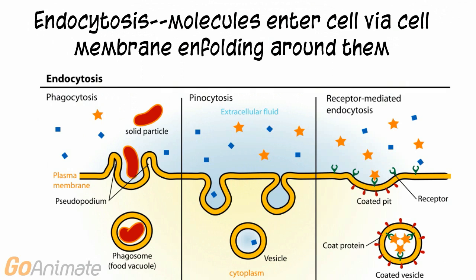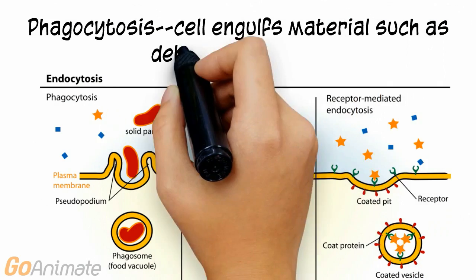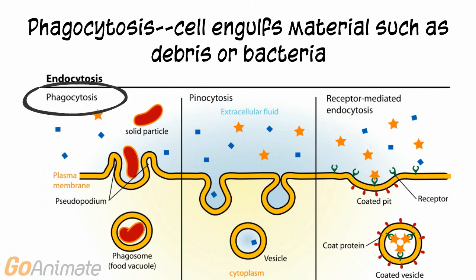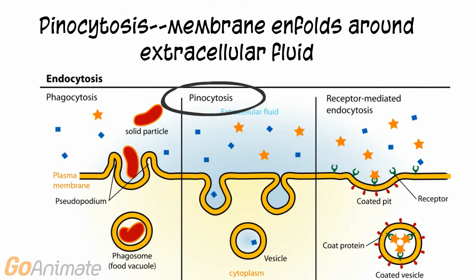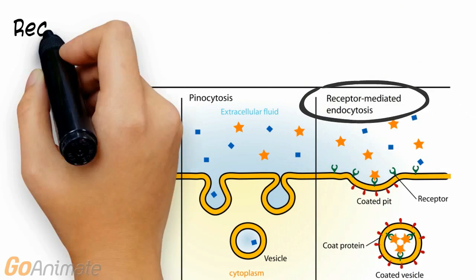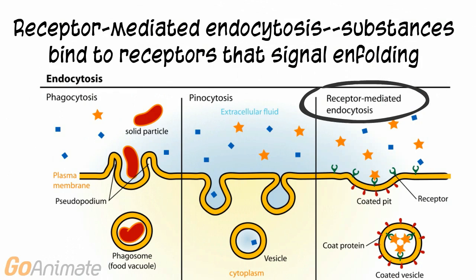There are different kinds of endocytosis. In phagocytosis, the cell engulfs material such as debris or bacteria. In pinocytosis, the membrane enfolds around extracellular fluid to bring it into the cell. In receptor-mediated endocytosis, substances attach to membrane receptors that signal the cell membrane to enfold around the substance.